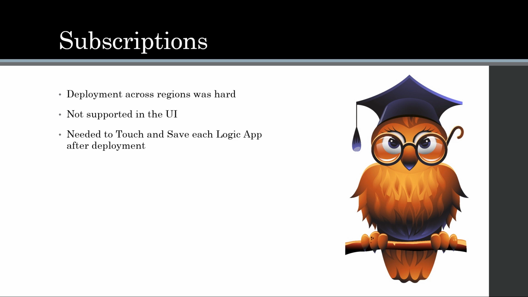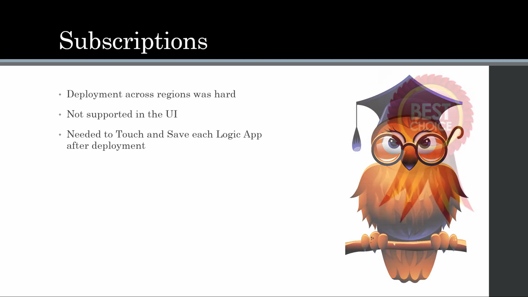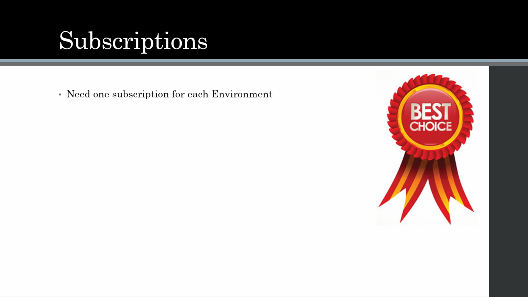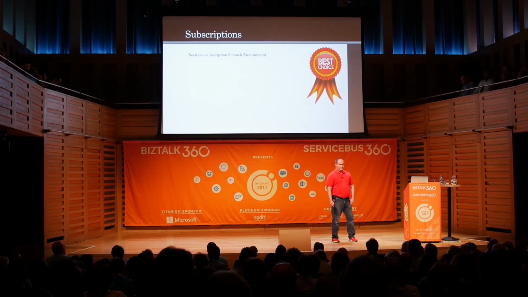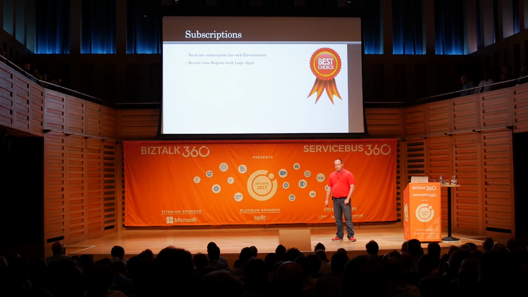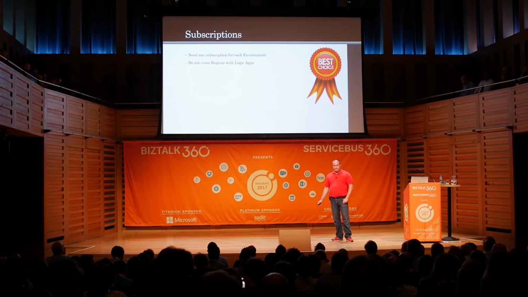This was because internal API calls are hard-coded to a specific region, and when you open it up in the web designer, it will then update those API calls. So what we learned is a best practice here. We need 1 subscription for each environment, and that would have solved all these problems, keep everything in the same region, and make sure we don't cross regions with our logic apps.